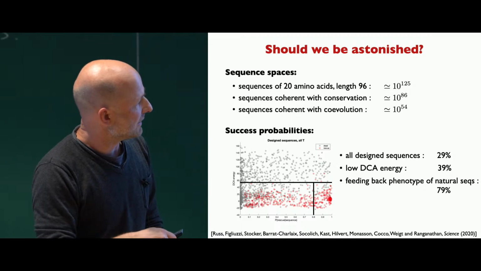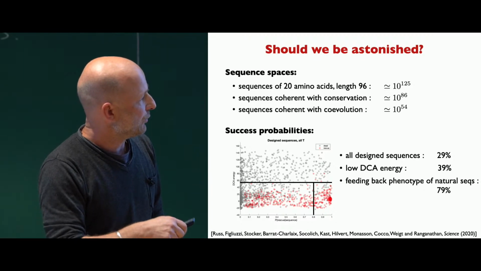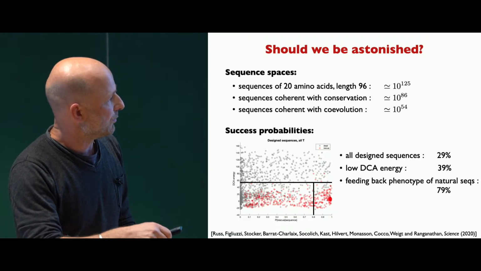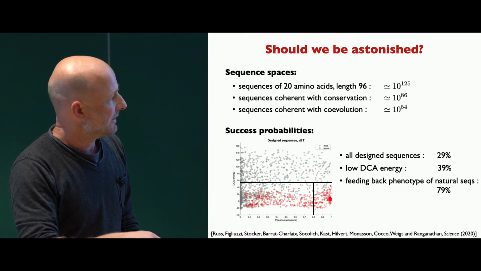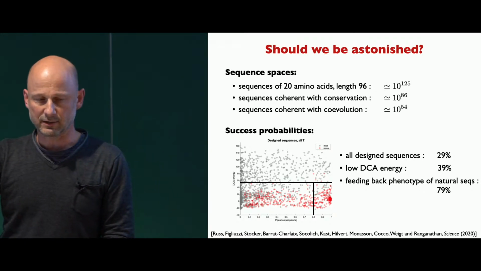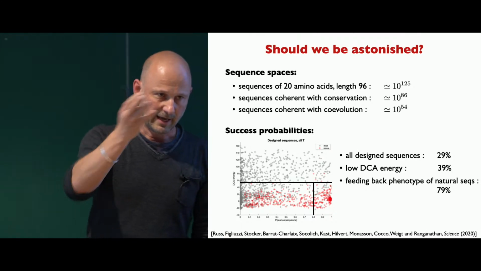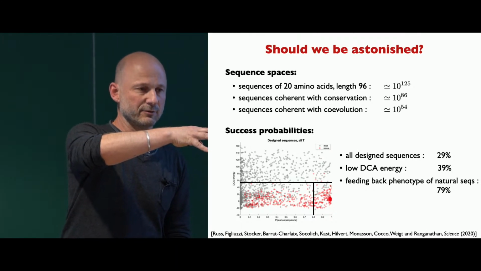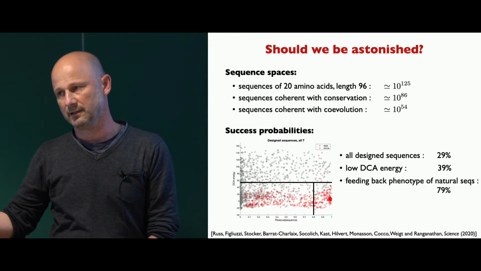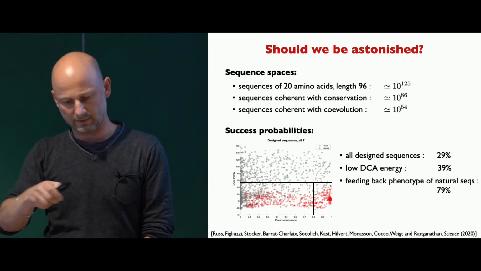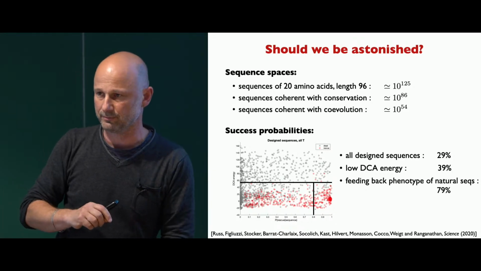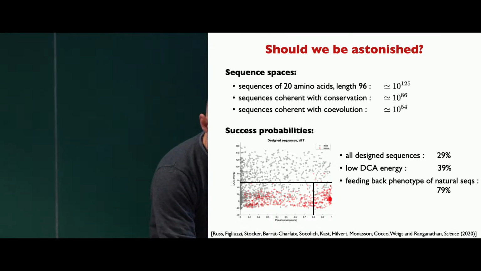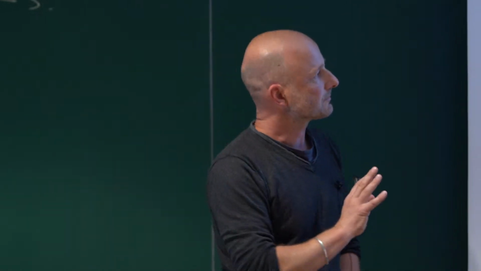30% out of all, and if we go to lower energies, it's 40%. We can actually use the results on the natural data to predict whether the non-natural sequences are functional, and we even go up to 80%. So this was what I wanted to say.